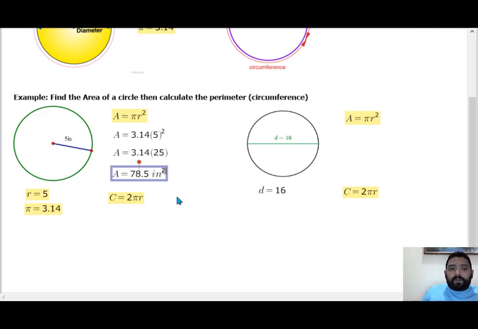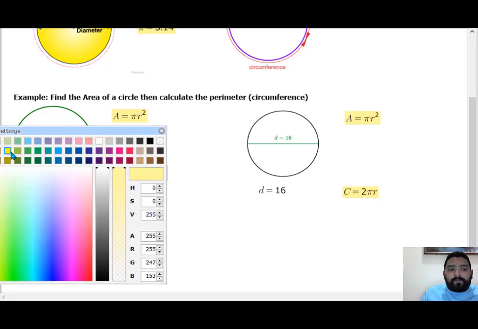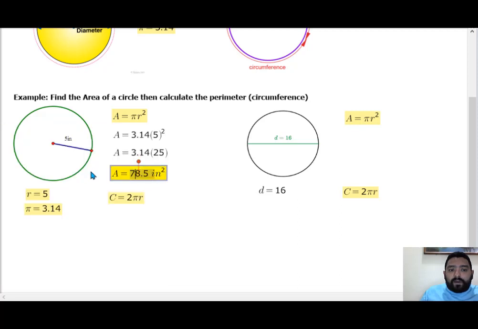Why inches to the second power? Because the unit for this one is inches, and we multiply the units twice. The 5 to the second means this. So the area of this circle is 78.5 square inches.